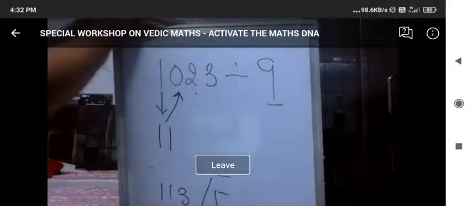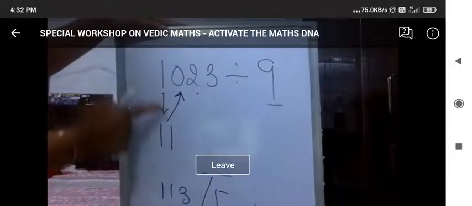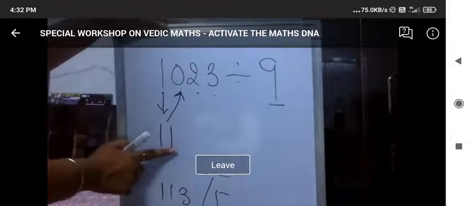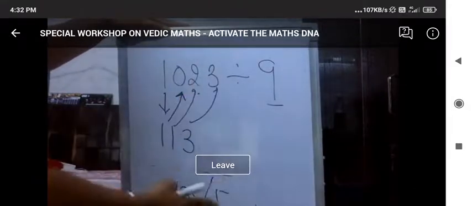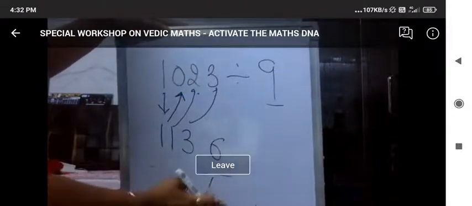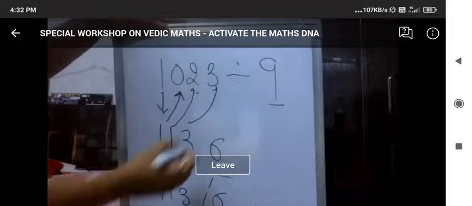I'll repeat the step. 1 as it is. 1 plus 0 will give me 1 again. Again, I'll repeat the step. 1 plus 2 will give me 3. And 3 plus 3 gives me, oh, it's supposed to be 6. I'm so sorry. It is 6, not 5. It is 6. So I'll put a slash here.